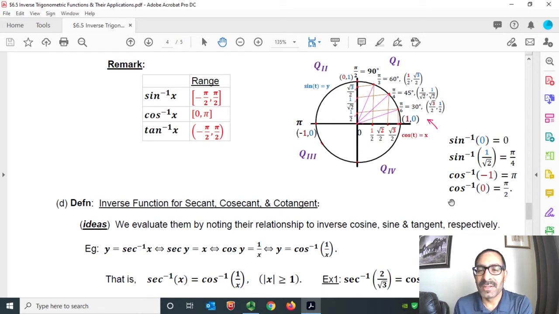So maybe one small comment here. Sine inverse 1 over radical 2 has two choices. One is pi over 4, that means 45 degrees. Another is 135 degrees, and 135 degrees lies in the second quadrant. But the range of the sine inverse function is minus pi half to pi half. That means 135 degrees is outside this range, so we disregard that choice. So we have only one choice, which is pi fourth. I hope this idea makes sense to you all.